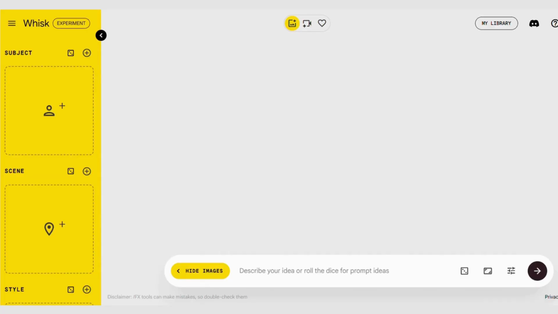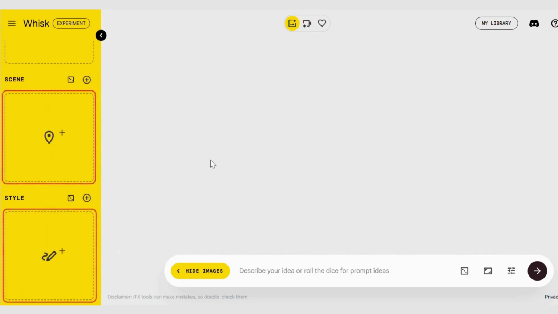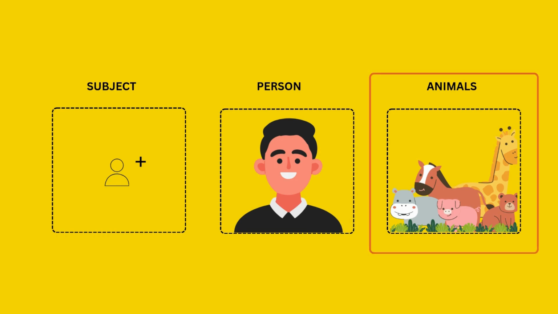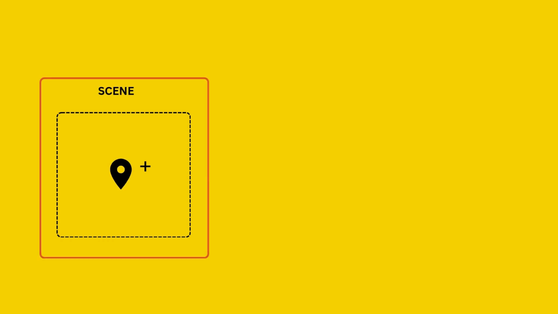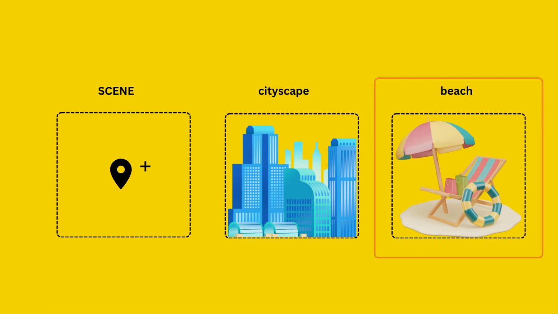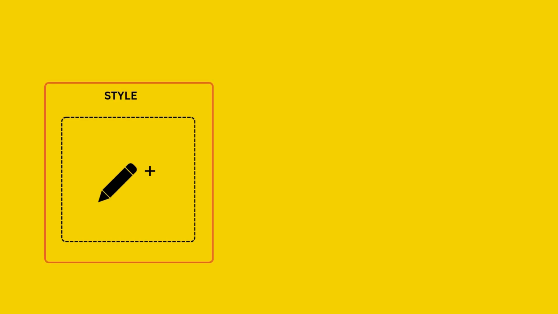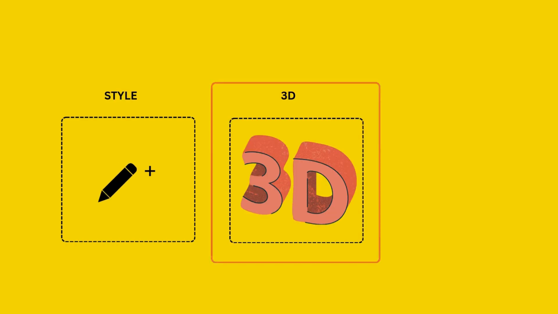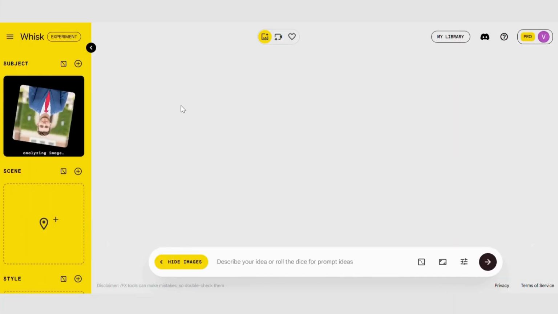Here we have three main options: subject, scene, and style. Subject is what you want to focus on. It could be a person, an animal, or any main object in your image. Scene defines the background or the environment like a cityscape, a beach, or a forest. And style decides the overall look of your image, whether you want it to be realistic, cinematic, 3D, anime, or something artistic.